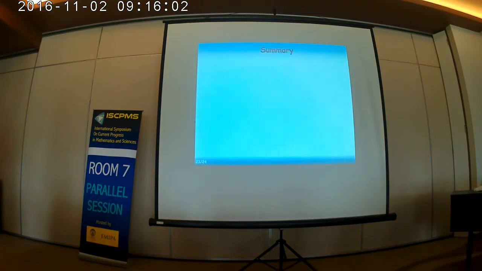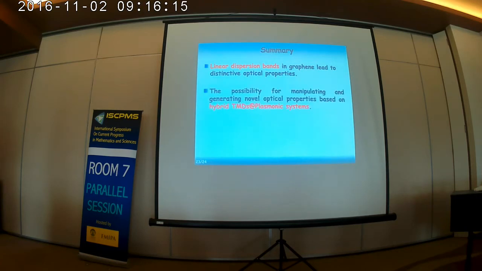And to summarize my talk, first, the linear dispersion relation of the conduction and valence band in graphene leads to a very interesting optical property. And second, the possibility for manipulating and generating novel optical properties based on this hybrid two-dimensional and plasmonic system.